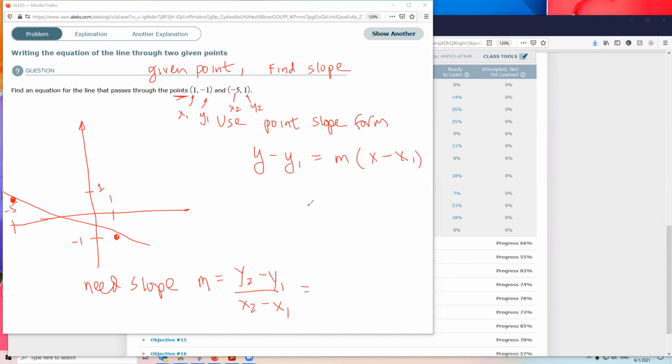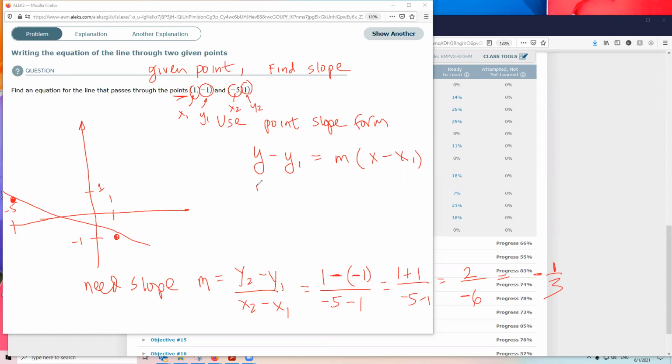All right, let's plug into the slope formula. Our y sub 2 number is 1. Subtract the y sub 1 number, which is negative 1. Got to be careful when I subtract the negative. The x sub 2 is a negative 5. Subtract the x sub 1 number, which is a 1. When you subtract the negative, it flips to the addition. So it's going to be 1 plus 1. 1 plus 1 is 2. And on the bottom, it's negative 6. Well, I can simplify this to be negative 1/3. All right, that's the slope.